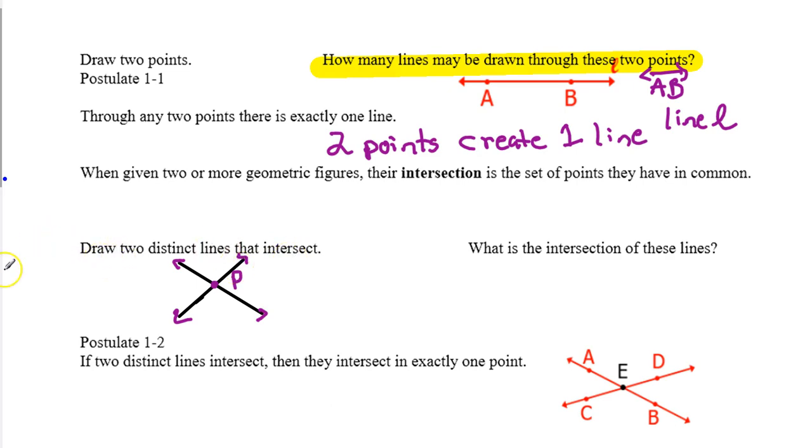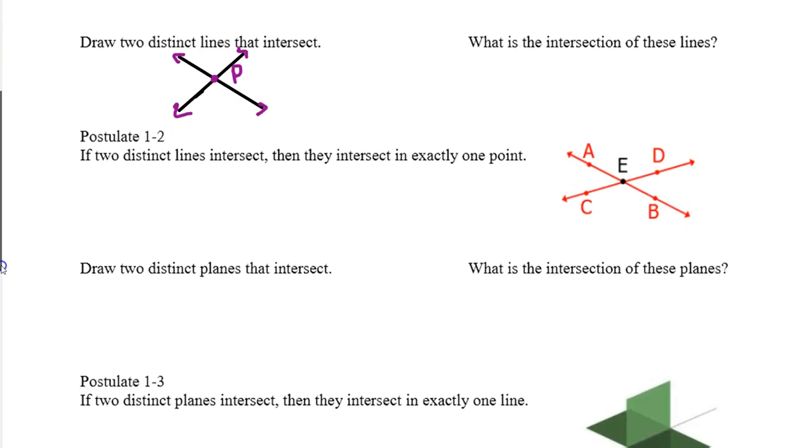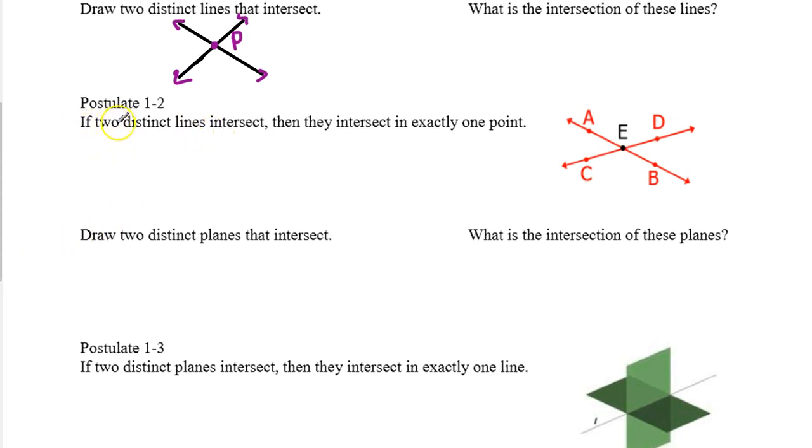So any 2 distinct lines are going to intersect at one single point. Okay, so that's what's being said right here. If 2 lines intersect, then they intersect in exactly 1 point. And again, that point here would be point E on this screen right here, point E. Okay, so now 2 lines intersect at 1 point. That's the idea of this postulate, something that we accept.